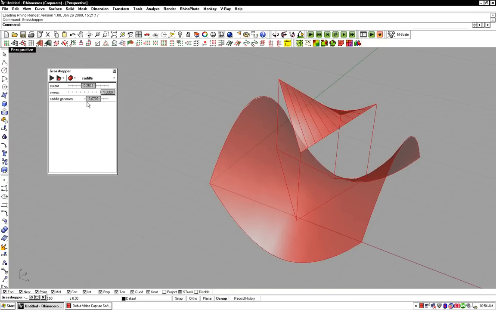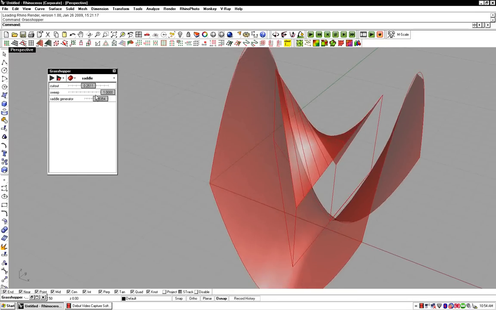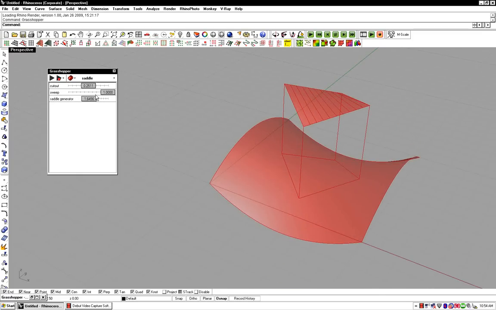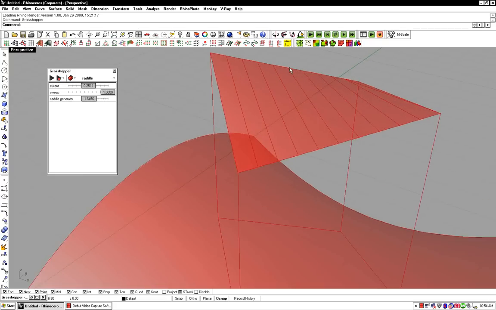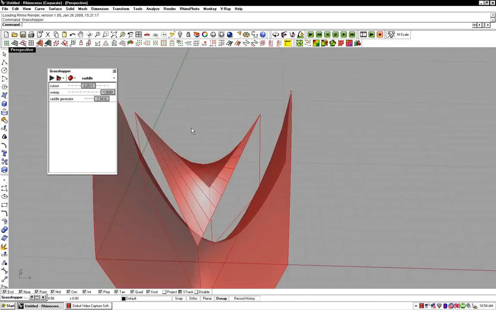And if we go back and deform this, you can see how that upper surface is responding, is actually a piece of the lower surface. So it can be very subtle, or it can be very dramatic.